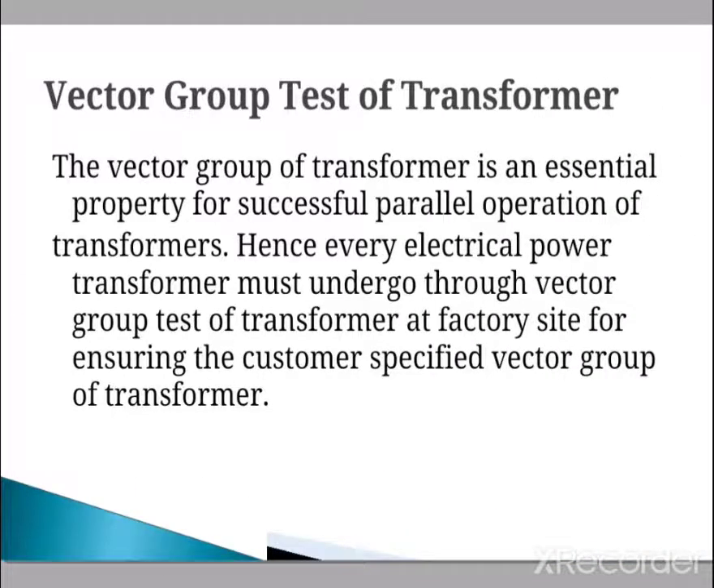The first one, the vector group test of transformer, is an essential property for successful parallel operation of transformers. Every electrical power transformer must go through the vector group test at the factory site for ensuring the customer specified vector group of transformer. The phase sequence, or the order in which phases reach their maximum positive voltage, must be identical for two parallel transformers, otherwise during the cycle each pair of phases will be short circuited.